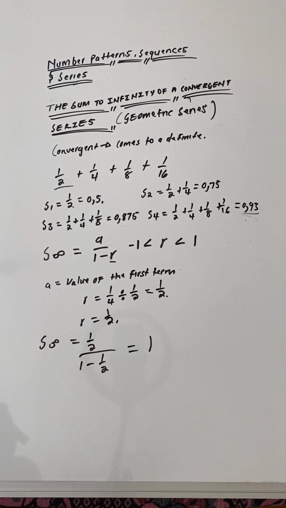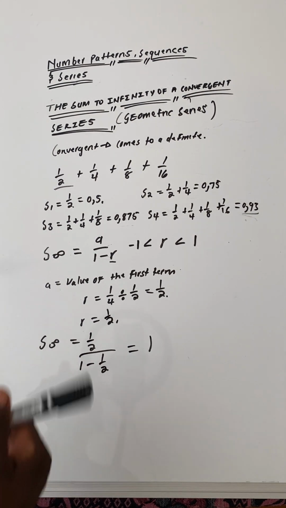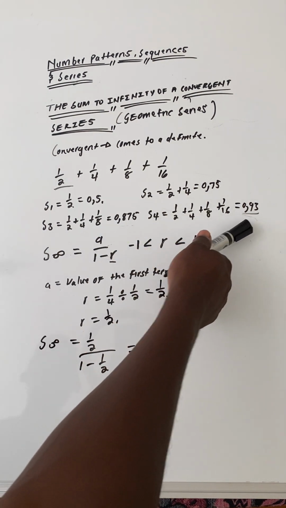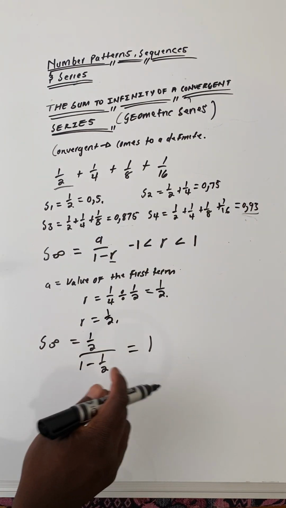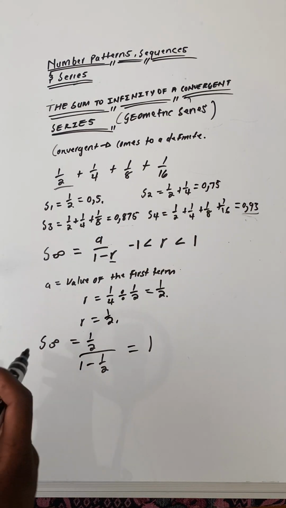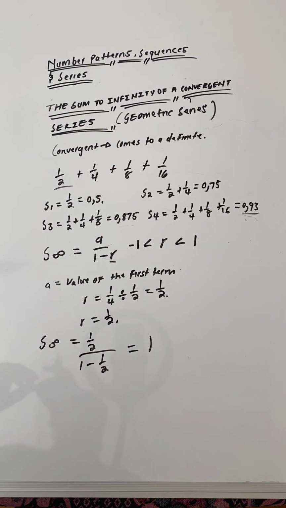So I hope that this makes sense. You can see that this was approaching 1, and the answer we're getting for the sum to infinity is actually 1, right? So that is just what the sum to infinity is all about. I hope that this made a lot of sense. What will now assist you is answering a lot of questions so that you can understand more of what the sum to infinity is all about, right?